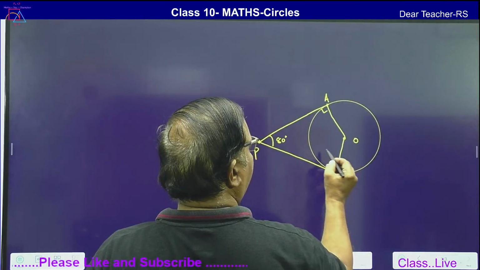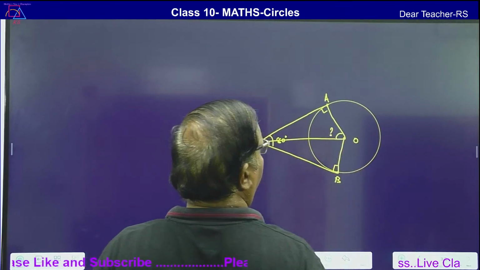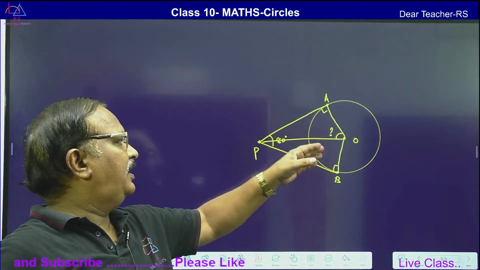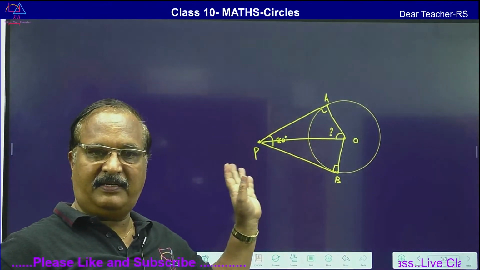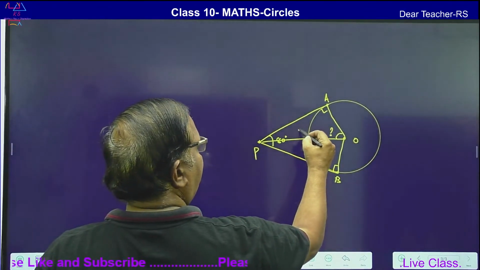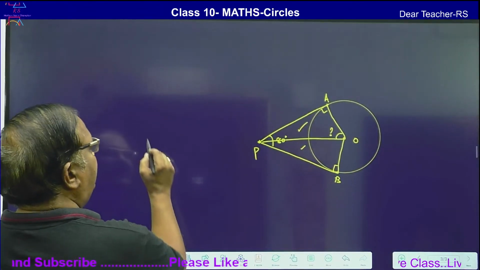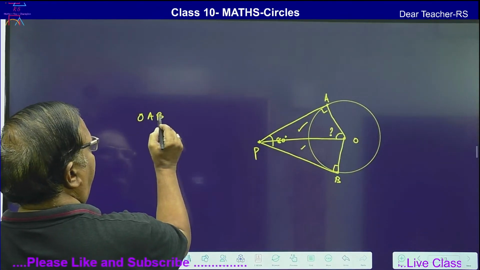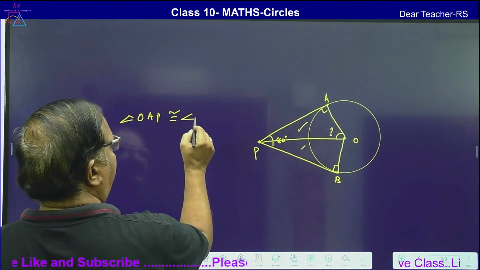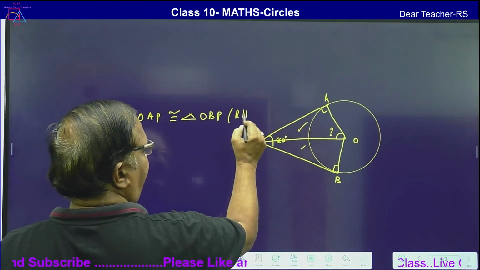It is like the previous problem only, but POA is asked. This is the question mark. In the previous question, the other thing was given. Now, we have already proved these two triangles are congruent. Am I right? In the theorem, we have proved triangle OAP is congruent to triangle OBP by RHS. We have already proved this in the theorem.